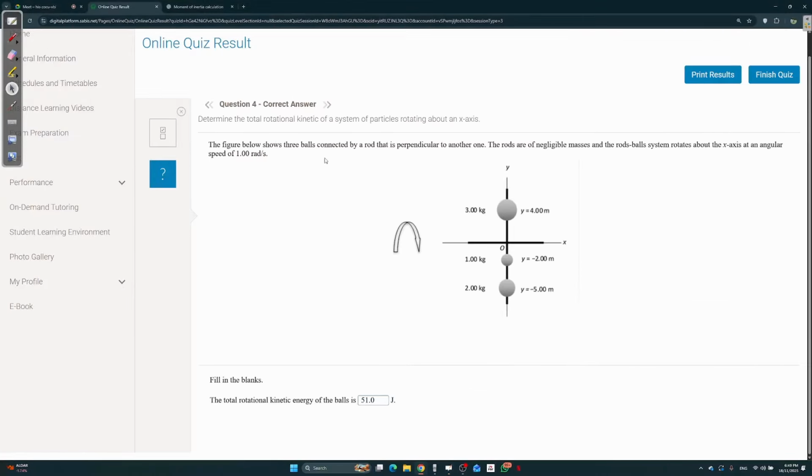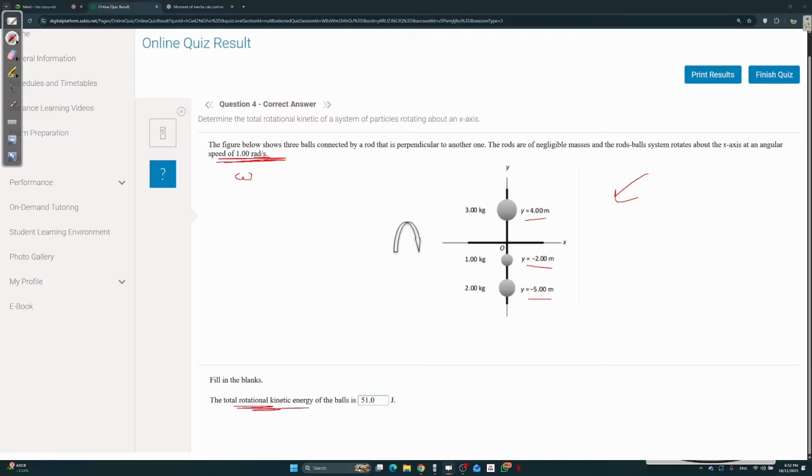Question 4. The figure below shows 3 balls connected by a rod that's perpendicular to another one. The rods are of negligible mass, and the rod-ball system rotates about the x-axis at an angular speed of 1 rad per second. So they gave you the omega, and this is the system here. This is at 4 meters, this is at -2, this is at -5. What is the total rotational kinetic energy of the balls?